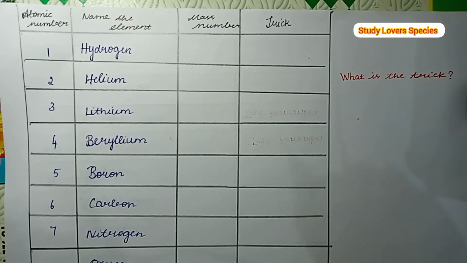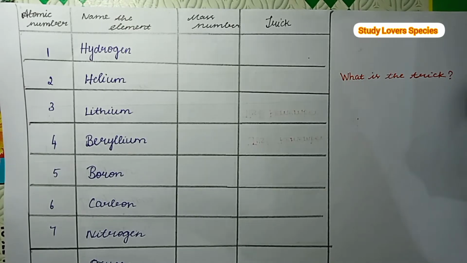In this video I am going to teach you the tricks to remember the atomic mass numbers of elements having the atomic number 1 to 20. If you are ready, let's get started.